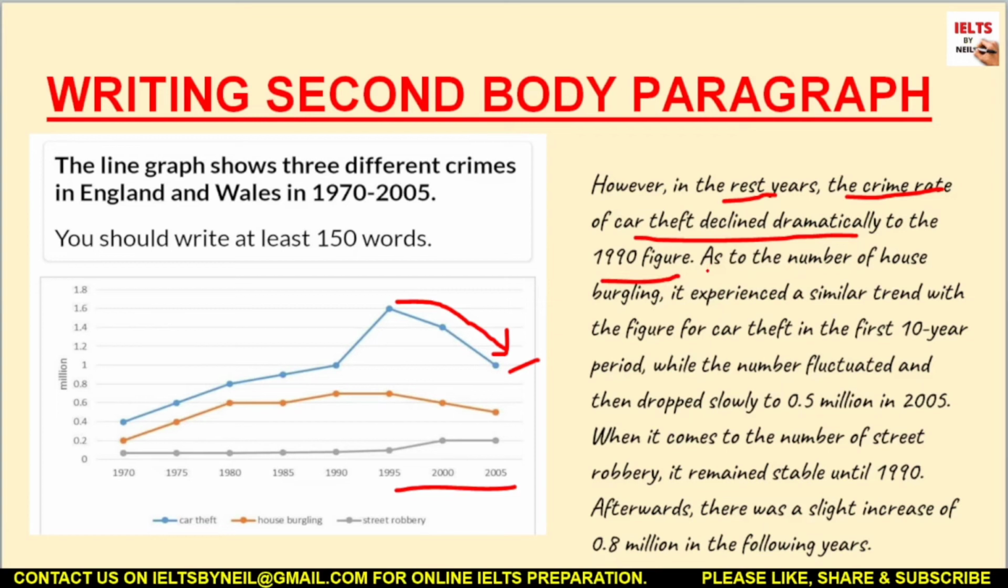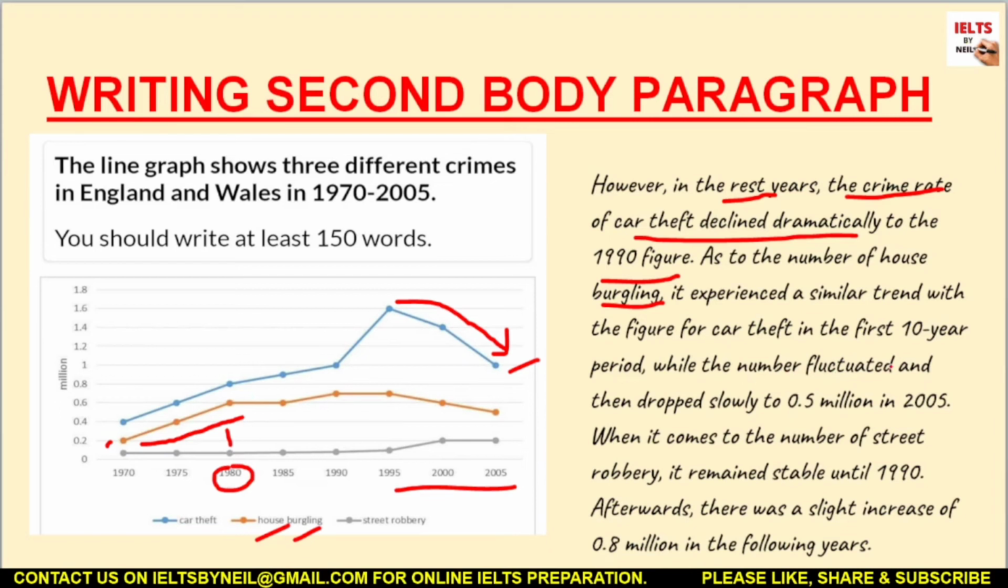Now after that it says, as to the number of house burglaries, means the yellow one, a similar trend with the figure for car theft in the first 10-year period. As to the number of house burglaries, this one here, it experienced a similar trend with that of car theft. Similar trend means it started to increase for the first 10 years, means from 1970 to 1980. This one here, it increased, right?